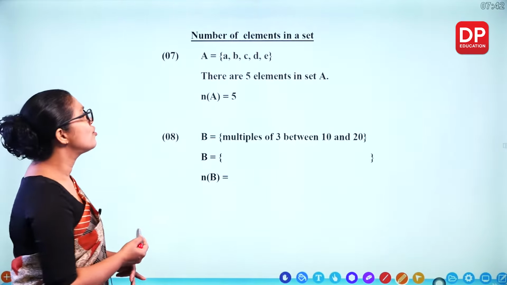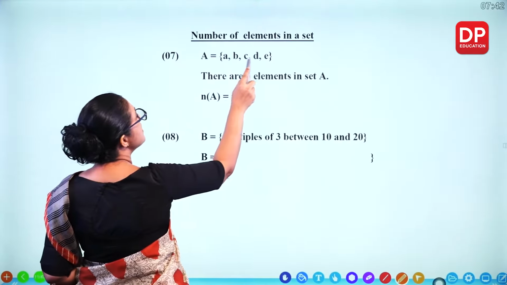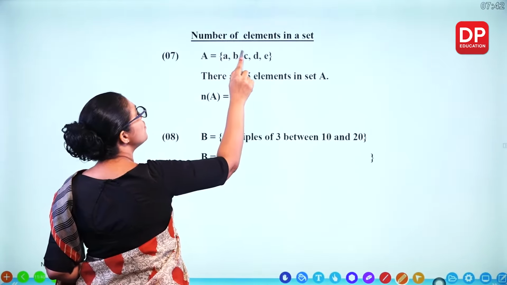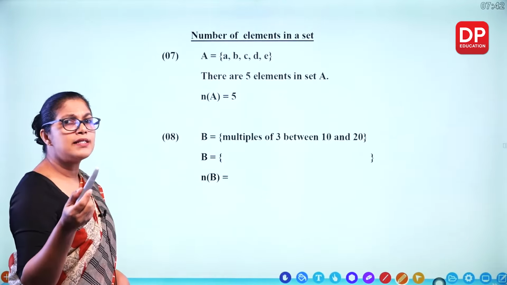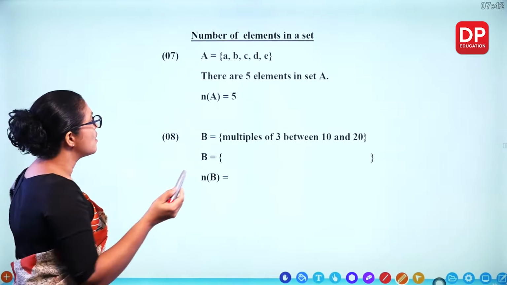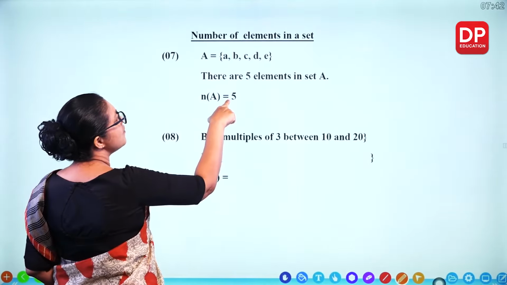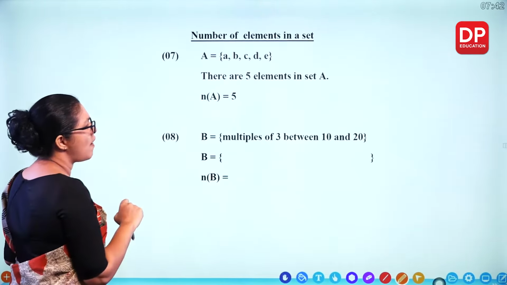Number of elements in a set. So we know how to write down the elements. So here if A is A, B, C, D, E, how many elements are there? Count 1, 2, 3, 4, 5. There are 5 elements in that set. How do we write that using symbols? We write small n with normal brackets and we write 5. Number of elements in A is 5.